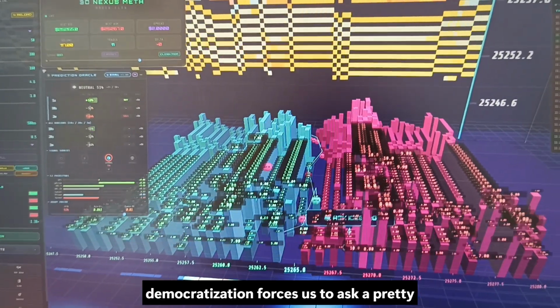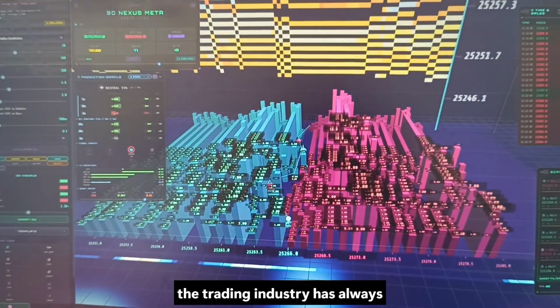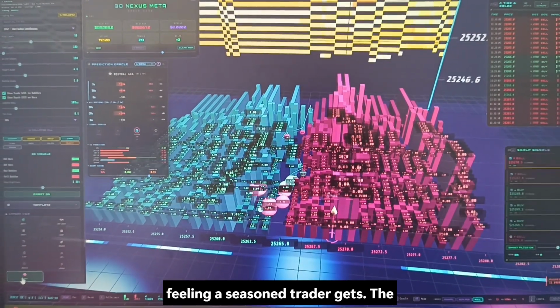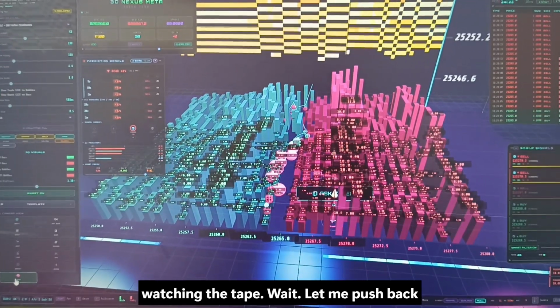But you know, that democratization forces us to ask a pretty difficult question. What's that? Well, the trading industry has always romanticized the human element. That gut feeling a seasoned trader gets, the intuition developed over decades of watching the tape.